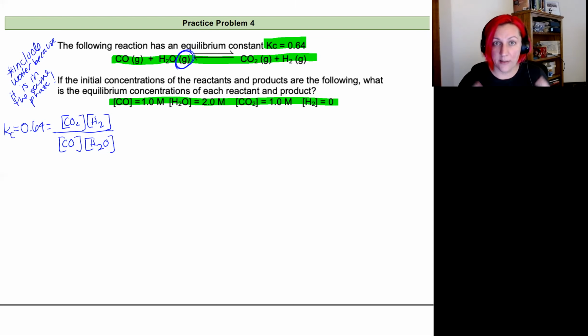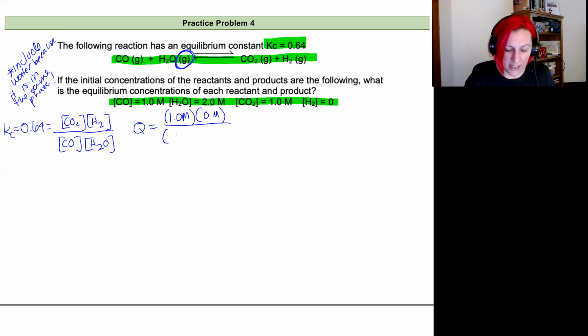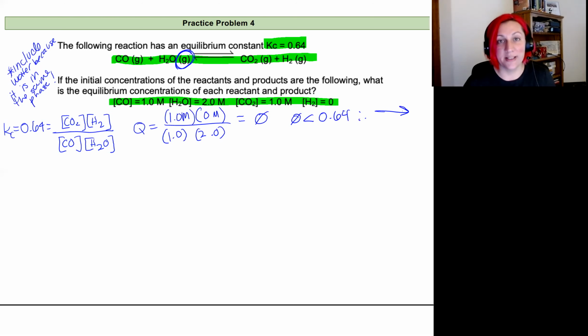All right, so here is my Kc. I'm going to do a quick check and make sure I know which direction this is going. So if I do that, I'm going to find that Q is going to equal, I'm going to plug in my initial concentrations. So for my carbon dioxide, 1.0 molar. For my hydrogen, 0 molar. For my reactants, it's 1.0 molar on my carbon monoxide and 2.0 molar on my water. And that's going to give me a value of 0. So 0 is less than 0.64. Therefore, my reaction is going to go towards the product side to reach equilibrium.